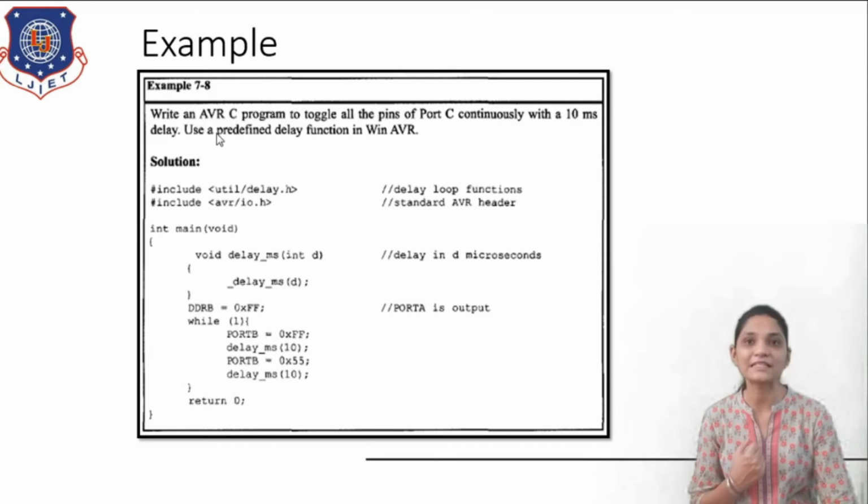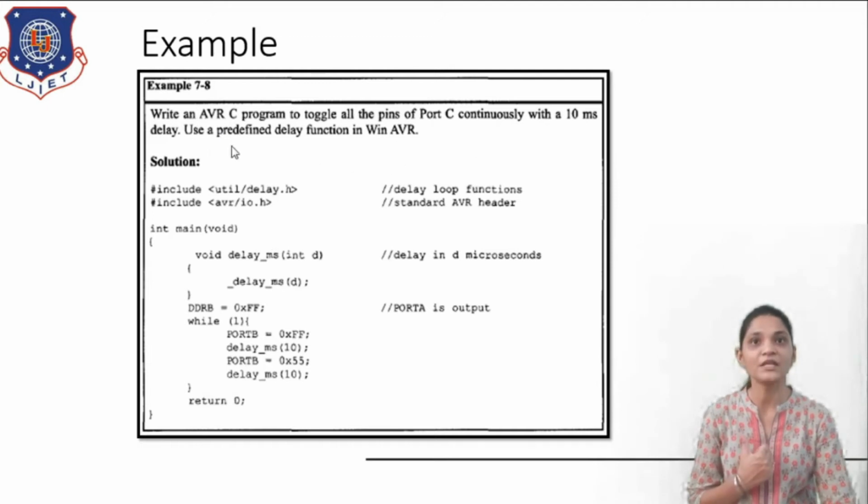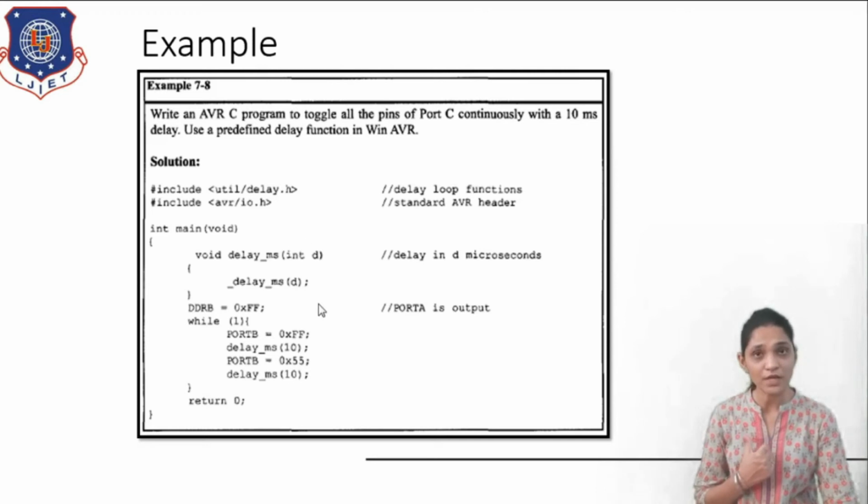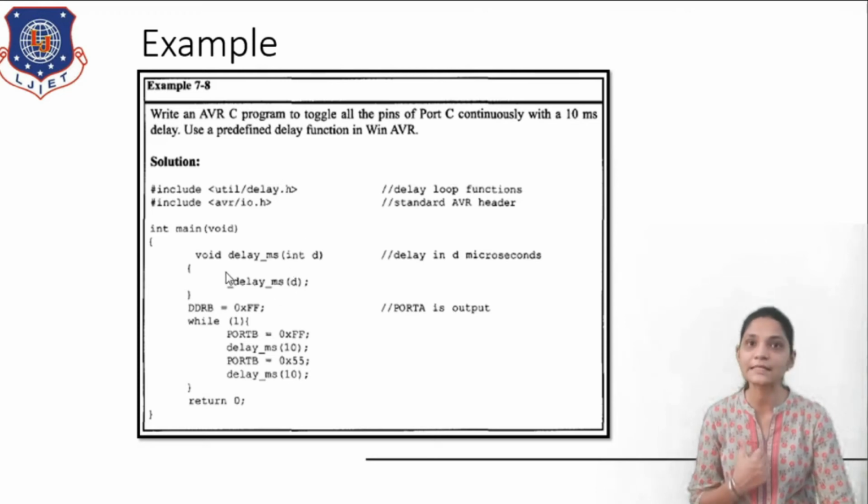Here we have to write this AVR C program to toggle all bits of port B continuously with 10 milliseconds delay, and use the predefined delay function in the AVR. Okay, so we are using the predefined function and creating the delay, and this time we are using port B, so we have to make that port an output.